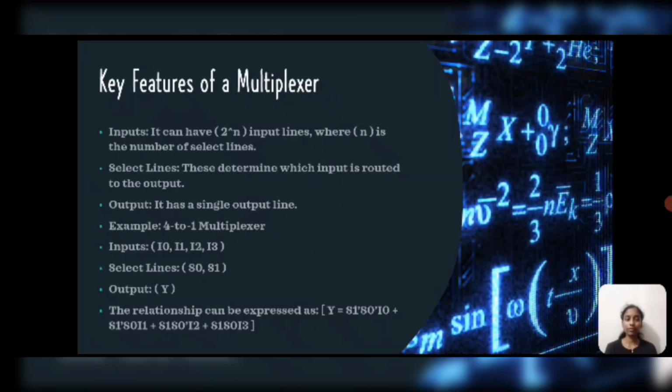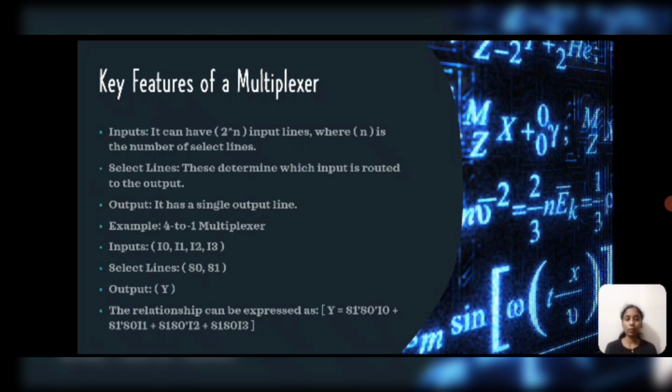Key features of a multiplexer. Inputs. It can have 2 to the power n input lines where n is the number of select lines. Select lines. These determine which input is routed to the output. Output. It has a single output line.